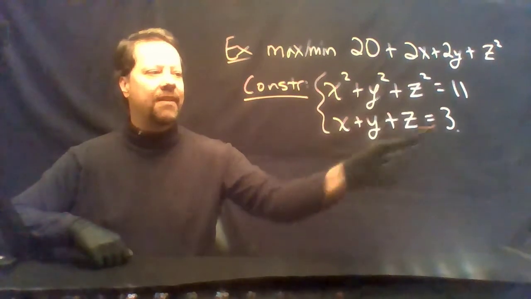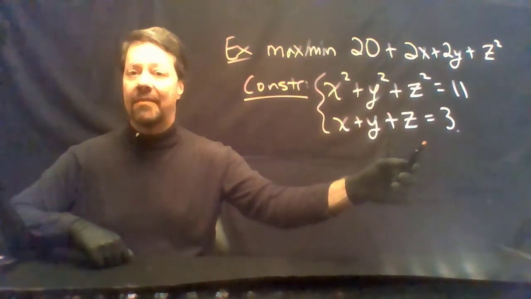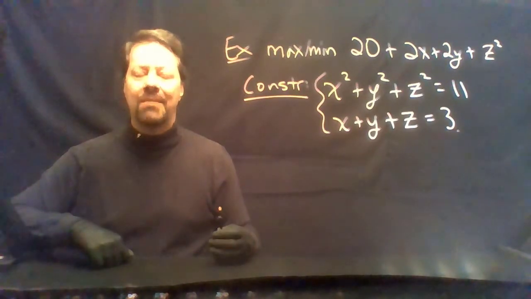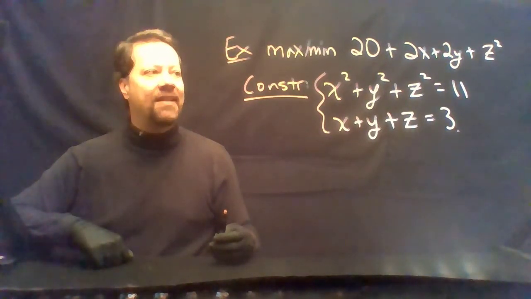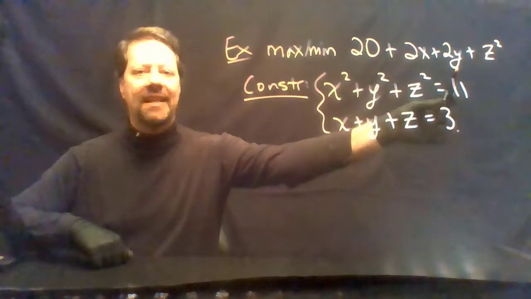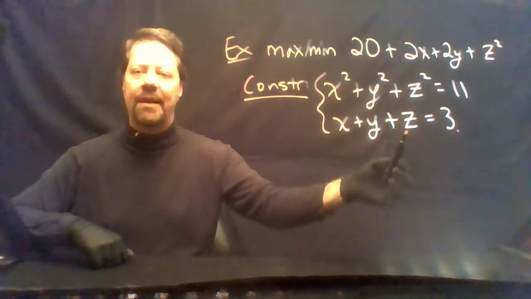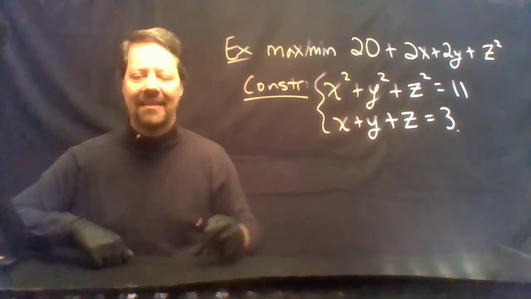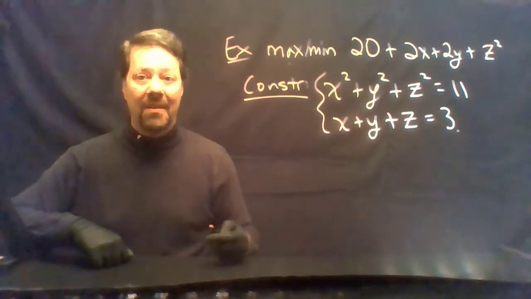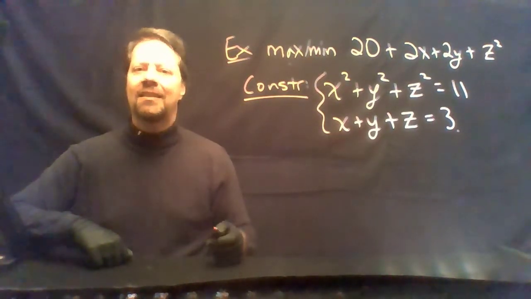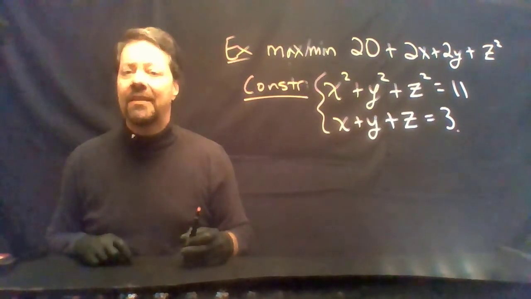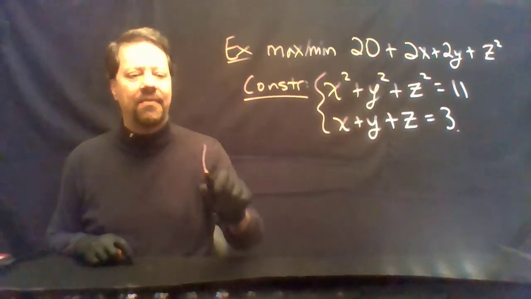So we're taking the sphere and slicing it with this plane. That should give us a circle, which is still a closed and bounded set. So by the extreme value theorem, this continuous function on this closed and bounded set will attain both an absolute maximum and an absolute minimum. All we have to do is find it. We'll use Lagrange multipliers, but there has to be two multipliers this time because there are two constraints.